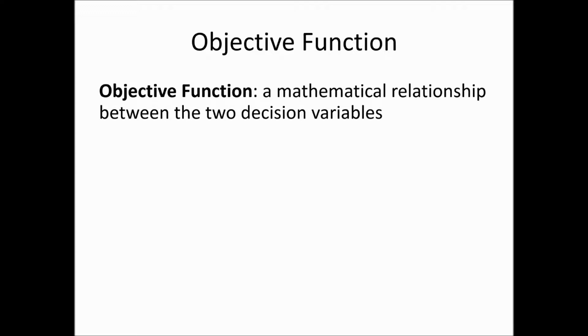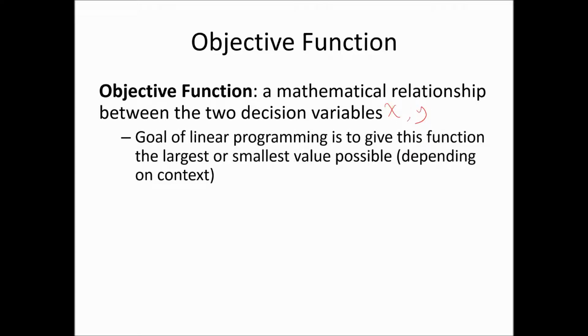Simply put, it's a mathematical relationship between our two decision variables, that being our x and our y value. The goal of linear programming is to give the best value, which is usually going to be the smallest or the largest possible value of the objective function. So we're trying to make whatever this relationship is between x and y as big or as small as possible.